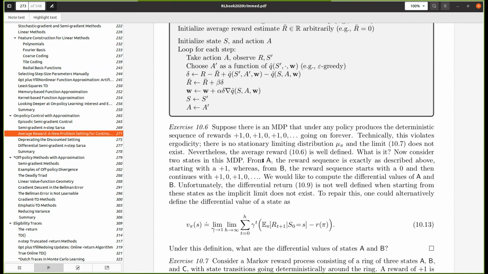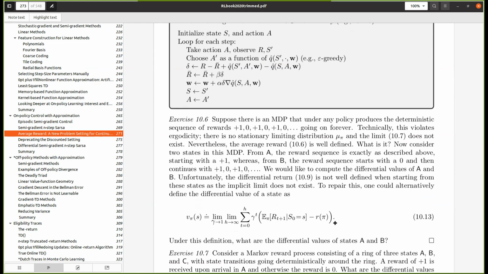So we have alternating positive one and zero rewards, and if you take a limit of this sequence, you will have 0.5. So I think that should be obvious. Mm-hmm. And again, yeah, so I think that answers this question.